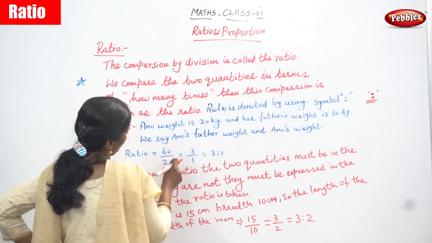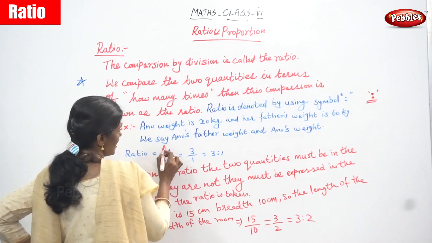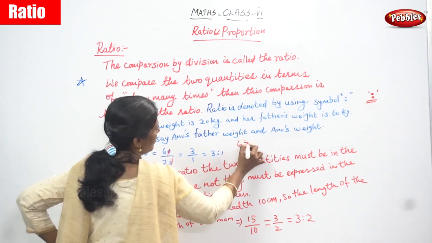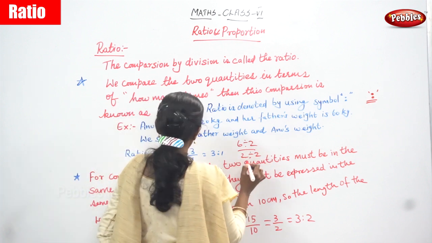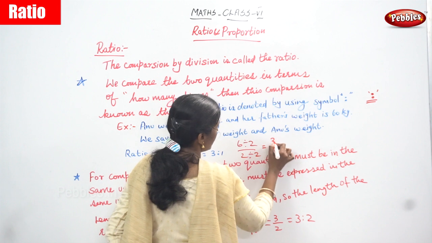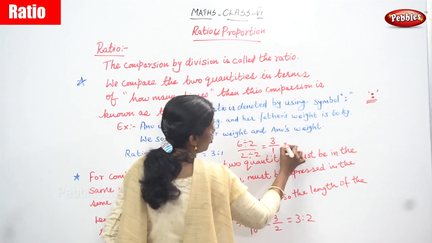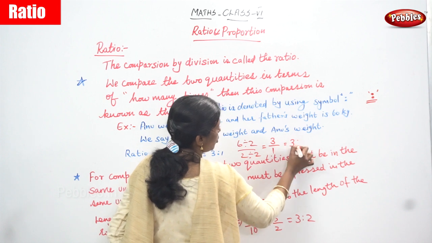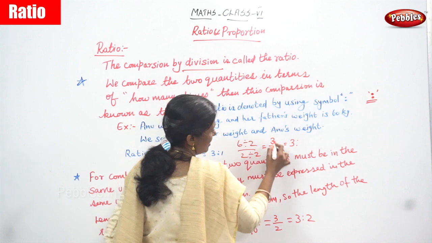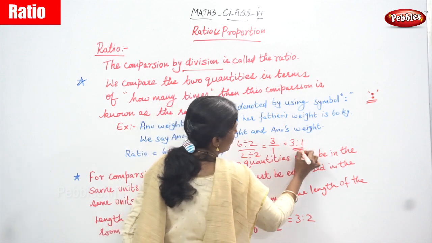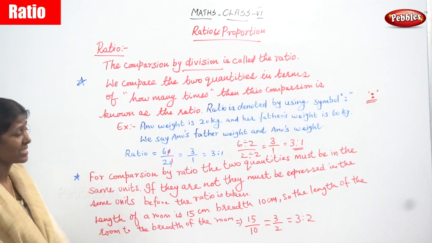So 60 divided by 20, you cancel the 0. 6 divided by 2, that means 6 is divided by 2 and 2 is divided by 2. 6 divided by 2 you get 3, and 2 divided by 2 you get 1. So what is the ratio? 3 divided by 1. I told you, comparison by division. So that is 3 is to 1. You can find the ratio of both persons' weights.